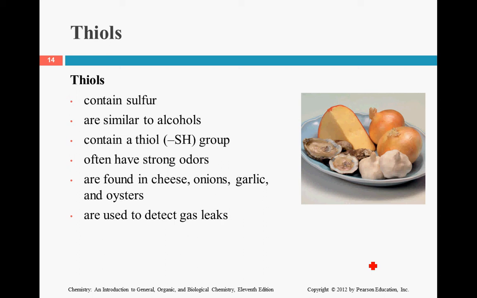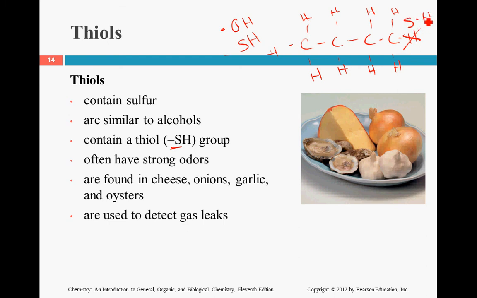So let's take a look at thiols now. Thiols contain sulfur. So alcohol is OH, thiols are SH. Same kind of ordeal here, where we have a carbon chain, which ordinarily would be surrounded by hydrogens. However, if it's a thiol, take away one of those hydrogens and put a sulfur there instead. And that's bonded to an H.